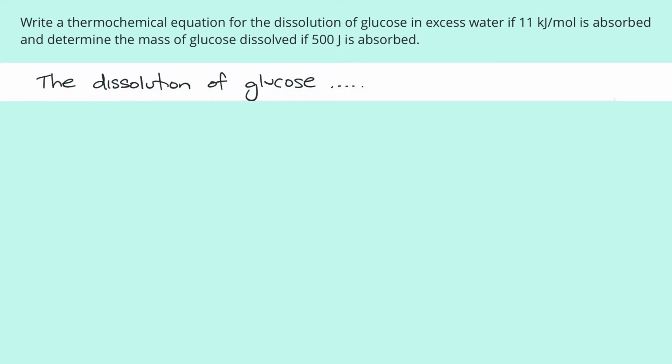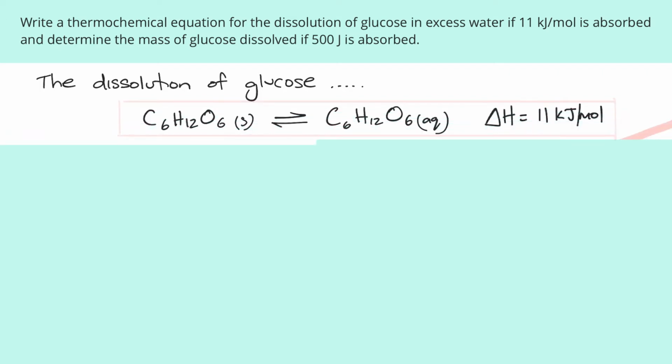The first thing we need to think about is what the heck is dissolution of glucose. All it is meaning is that glucose is dissolving in water to become aqueous glucose. So glucose solid to glucose aqueous. And of course we've got a delta H in there to make it the thermochemical equation. The delta H has got a positive value because it is absorbed, meaning it's an endothermic reaction.